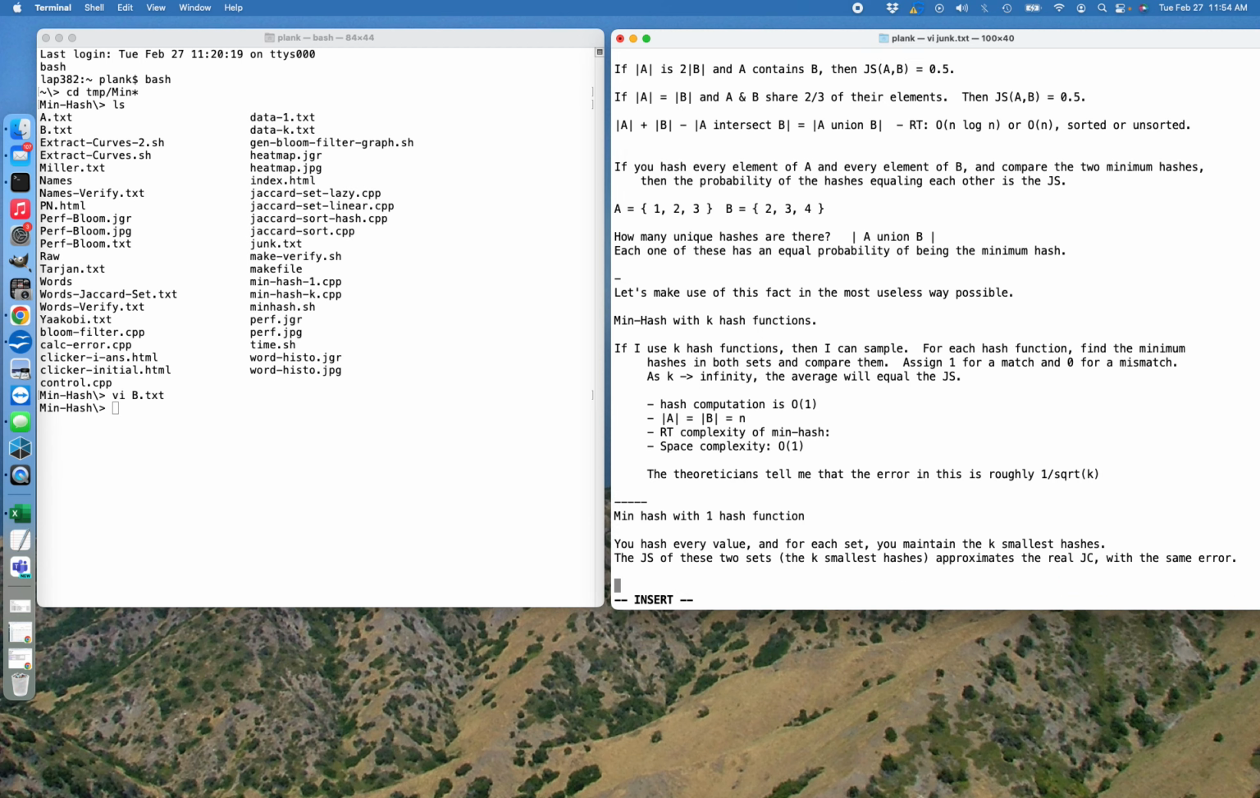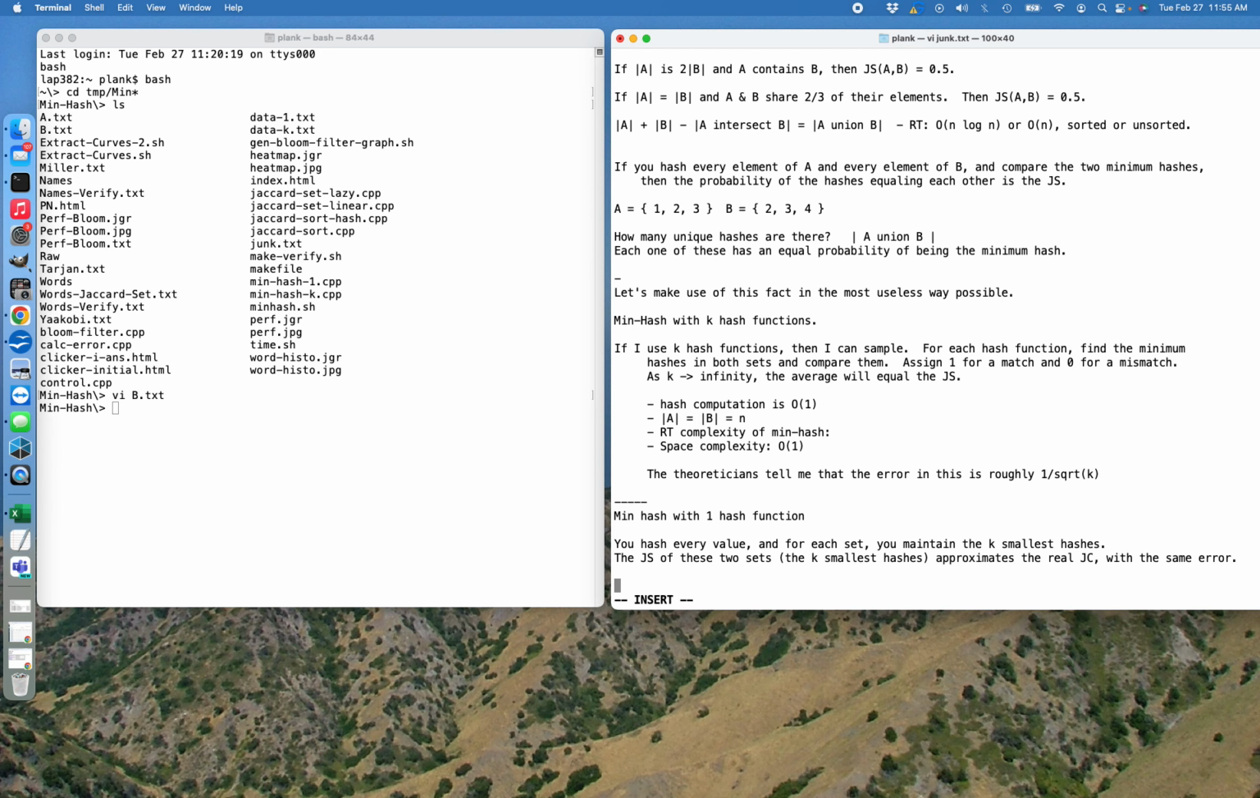Now the difference is that before I was only keeping one value, the minimum, and then comparing them. Now I'm keeping k values, the k minimums, and then I calculate the Jaccard similarity of that some other way. It approximates, and I have the same error bound. So now this is a little bit more comfortable. If I want an error of 10%, I've got to keep 100 hashes. If I want an error bound of 0.01, I've got to keep 10,000 hashes. But that all seems reasonable.